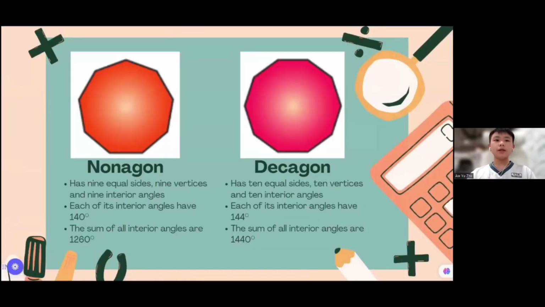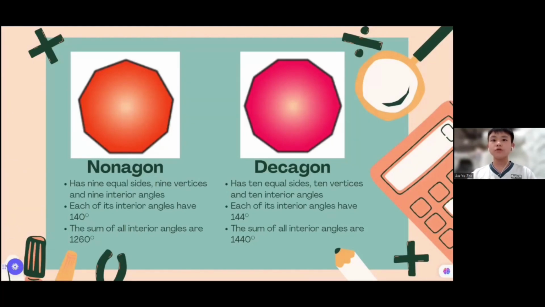And the nonagon has 9 equal sides, 9 vertices, and 9 interior angles. Each of the interior angles is 140 degrees, and the sum of all interior angles is 1260 degrees. Lastly, the decagon has 10 equal sides, 10 vertices, and 10 interior angles.